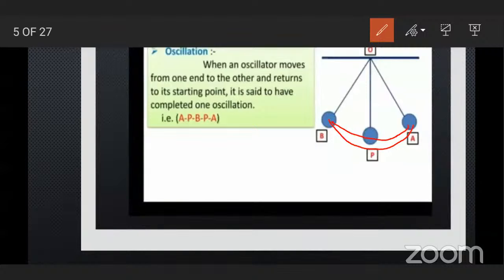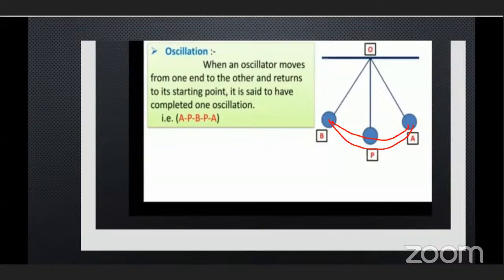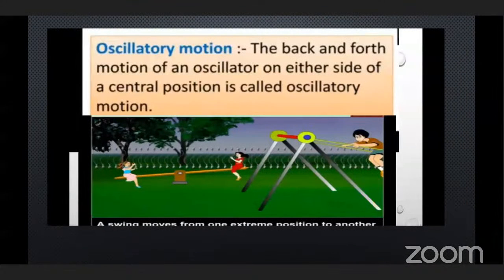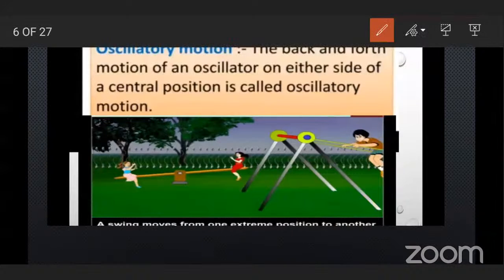Okay, this is oscillation. Next point, we studied oscillatory motion. What is oscillatory motion? The back and forth motion of an oscillator on either side of a central position is called oscillatory motion. See, this is a swing. This is the mean position of the swing. And this swing moves back and forth. This is called oscillatory motion.